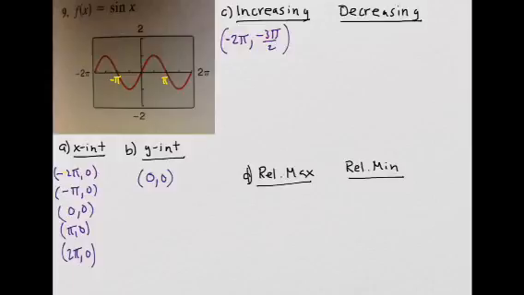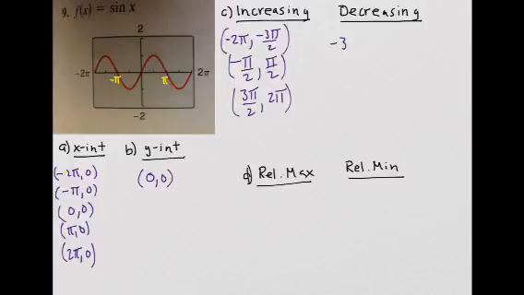The next one would be negative pi over 2 to positive pi over 2. And then the third one would be from 3 pi over 2 to 2 pi. That's where it's increasing. Decreasing would be from here to here and here to here. So it only has 2 intervals.